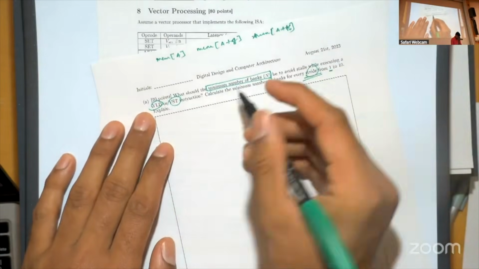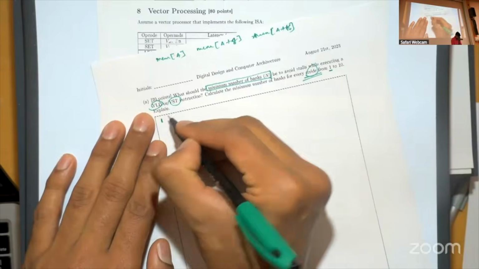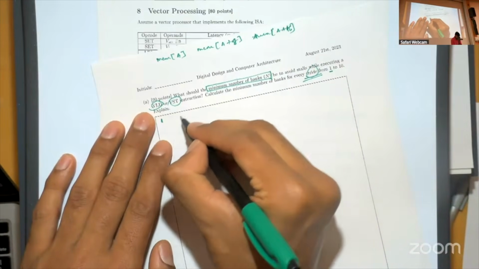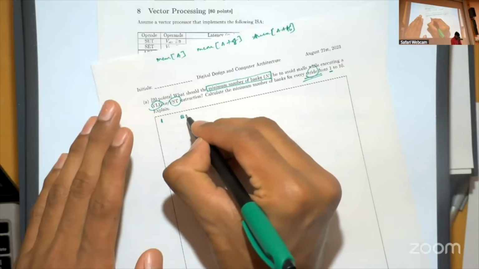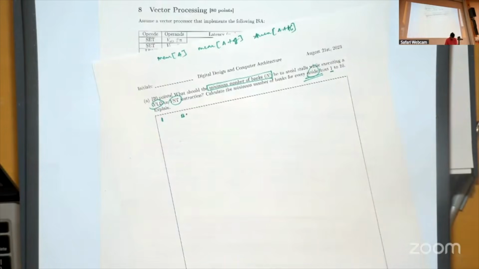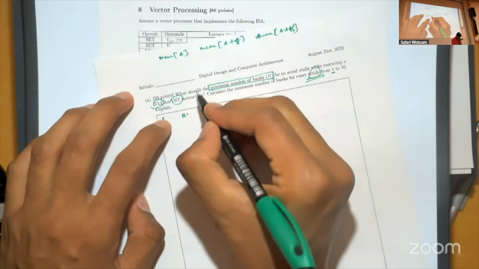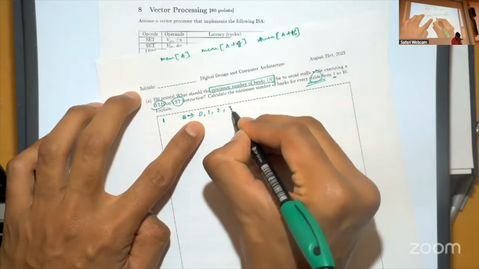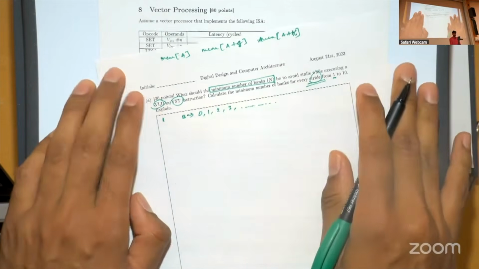And so let's say we have a stride of 1. Then the banks that you would access would be... let's start with, how do we index it? Let me follow what they do here. Okay, let's start with 0. So you would access 0, 1, 2, 3, and so on, right?